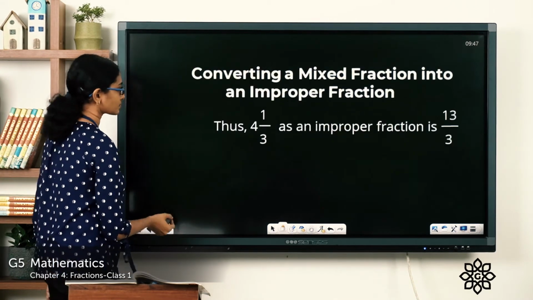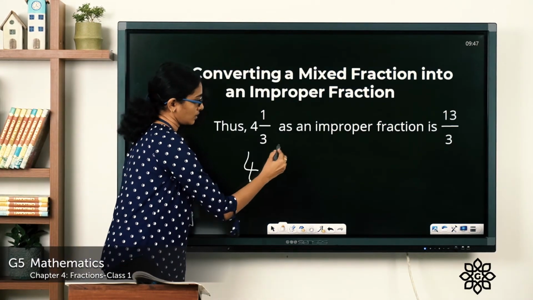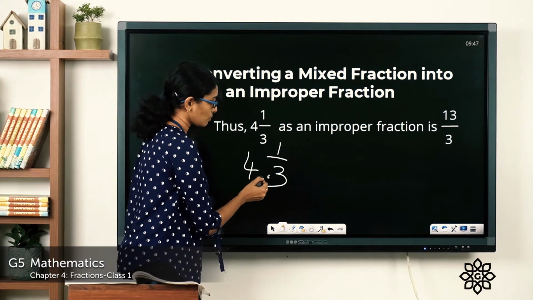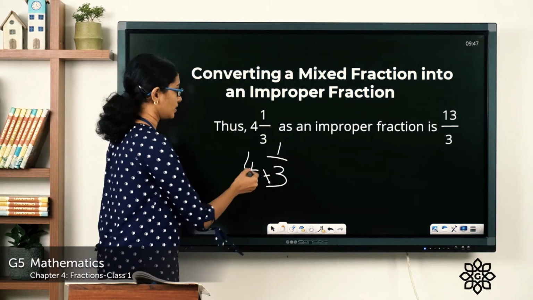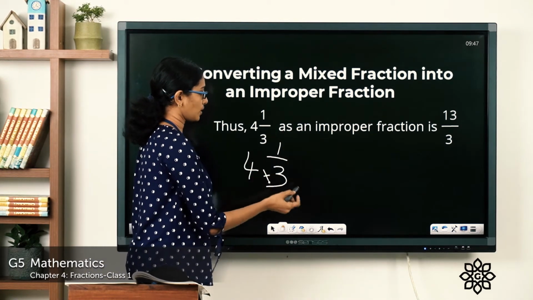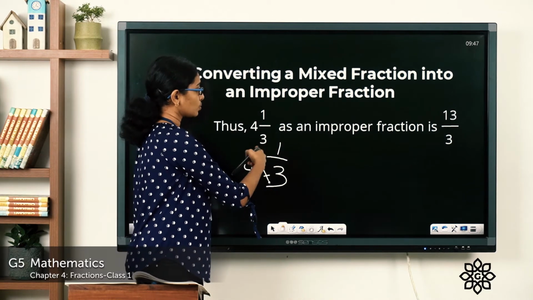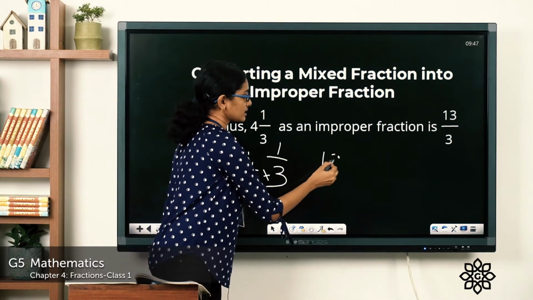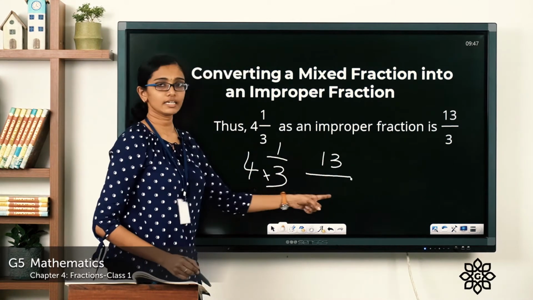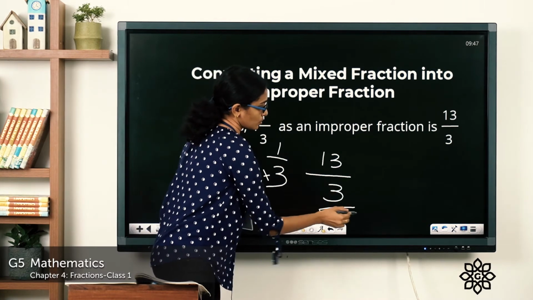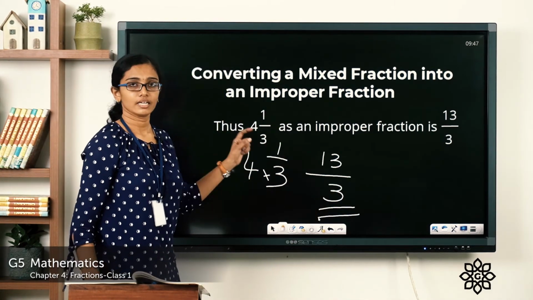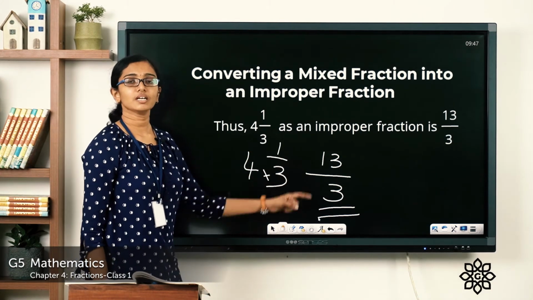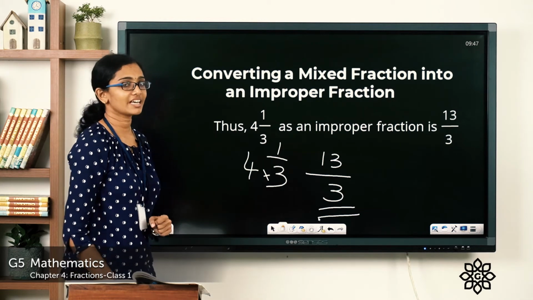I'll show you how. See, what was our mixed fraction? It was 4, 1 by 3. The first step is to multiply the denominator and the whole number. So, it is 12. 4 3s are 12. Then what do we add? We add it to the numerator. So, 4 into 3, 12 plus 1, it is 13. Then, we write the same denominator here. So, 4 and 1 by 3, a mixed fraction converted into an improper fraction, gives you the fraction 13 by 3. I hope this is clear to you.